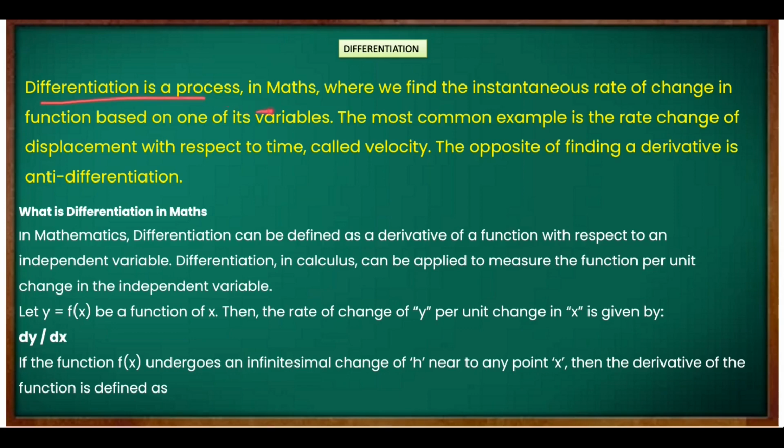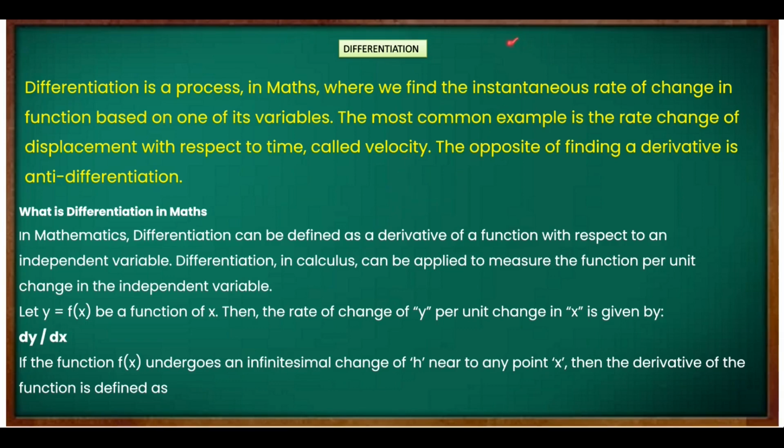So what is this? Differentiation is a process in maths where we find the instantaneous rate of change in a function based on one of its variables. So every time you are doing a differentiation, what are you doing? You are writing d by dx, right? So d by dx is what? You are changing the rate with respect to some variable. What is that variable here?